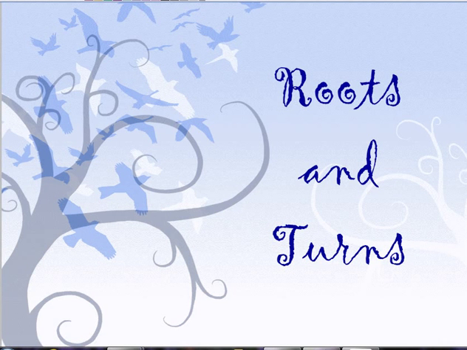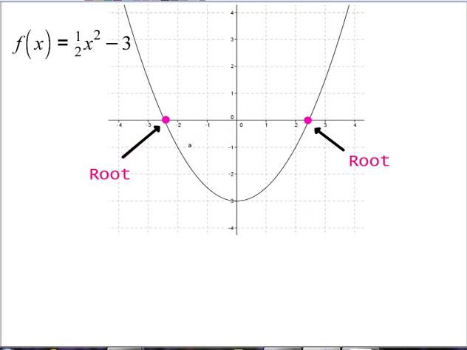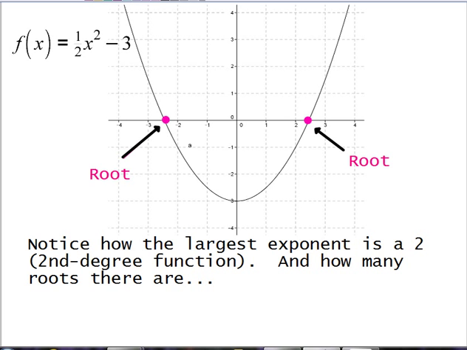Today we're going to talk very quickly about roots and turns. A root is a point where a line crosses an x-axis. So in this graph of 1/2 x squared minus 3, I have 2 points that can be considered roots. That's where my parabola crosses the x-axis. Notice how the largest exponent in my equation is a 2, so this is a second degree function.